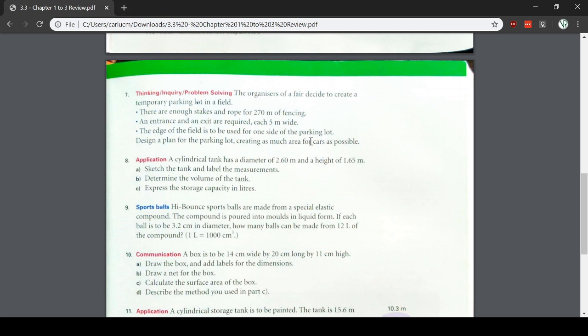There are enough stakes and rope for 270 meters of fencing, and an entrance and exit are required, each 5 meters wide. The edge of the field is to be used for one side of the parking lot. Design a plan for a parking lot creating as much area as possible for the cars.